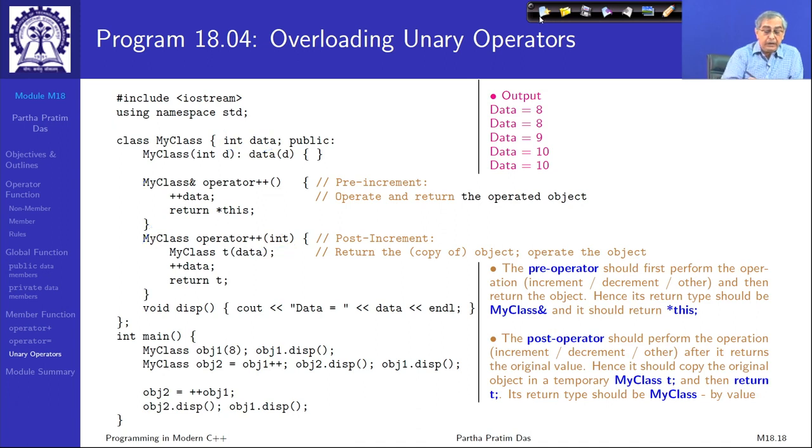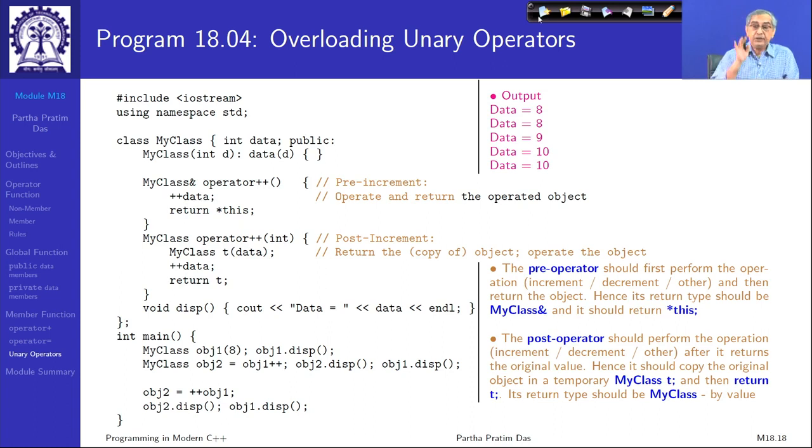Now, this is pre-increment. So, it will first do the increment and return me the incremented value. So, as it does the increment, what should it return? The incremented value, that is the incremented object itself. So, I have to return star this, much in the way we did in case of operator assignment.